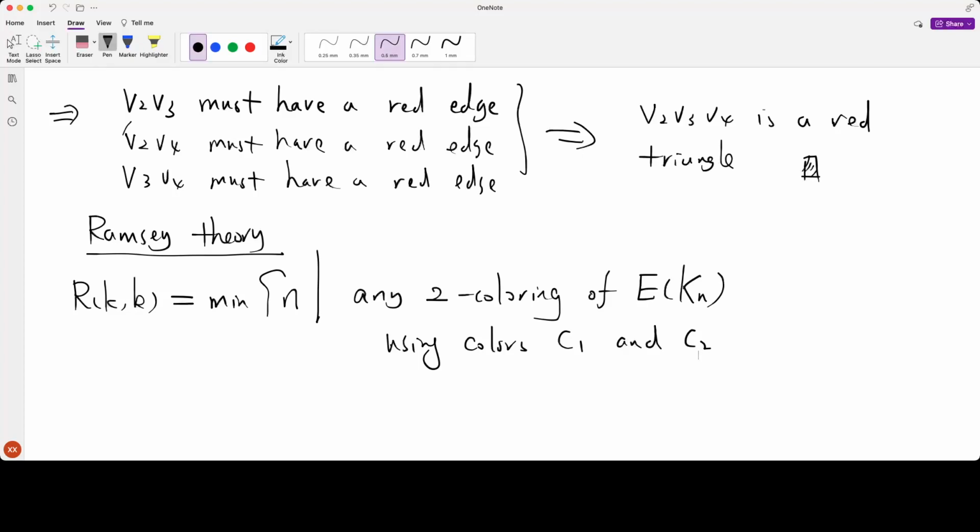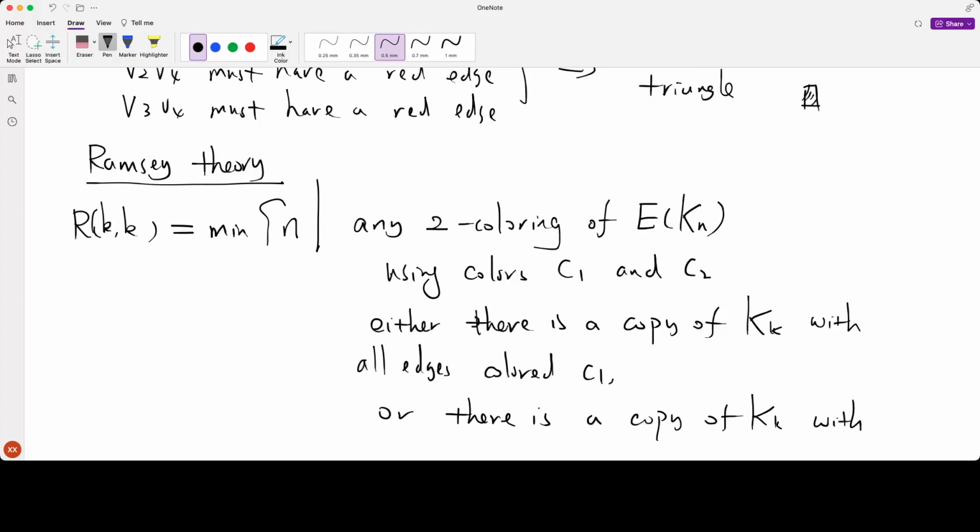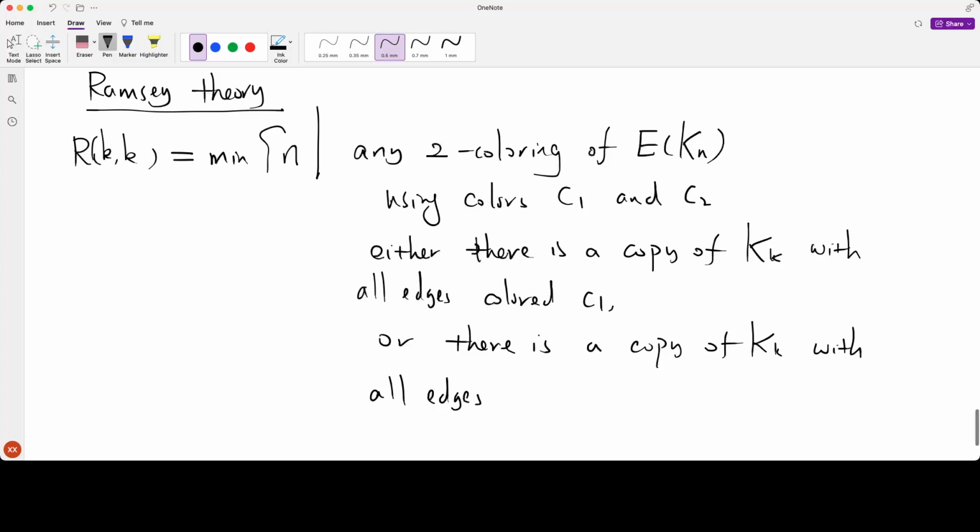Here I'm writing R(k,k), two integers. Either there is a copy of K_k, a complete graph with k vertices, with all edges colored C1, or there is a copy of K_k with all edges colored C2. So it's a very long definition.